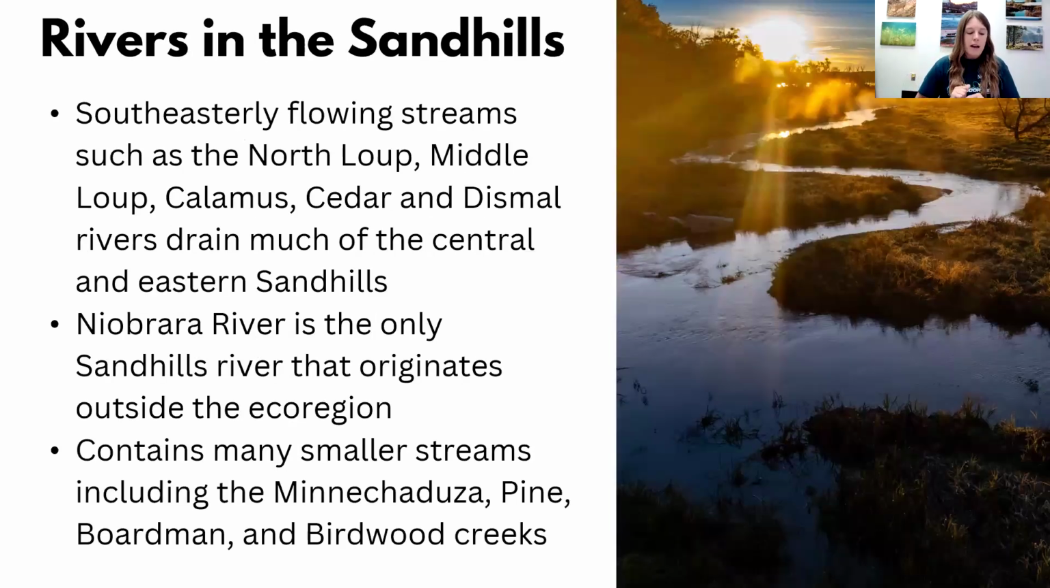All right. There's also a ton of rivers in the Sandhills. So there's southeasterly flowing streams. Many of you might know the North Loup, Middle Loup, Calamus, Cedar, the Dismal rivers. A lot of those places are in the Sandhills. The Dismal River in Nebraska is known as one of the hardest places to kayak or canoe. It's just a stream that kind of looks like this. It's very hard. It's a difficult river if people are looking somewhere to test their skills in kayaking. Just make sure you know what you're doing before you go out there.